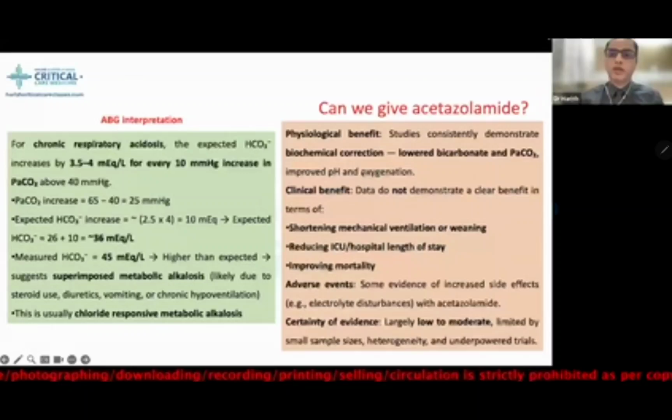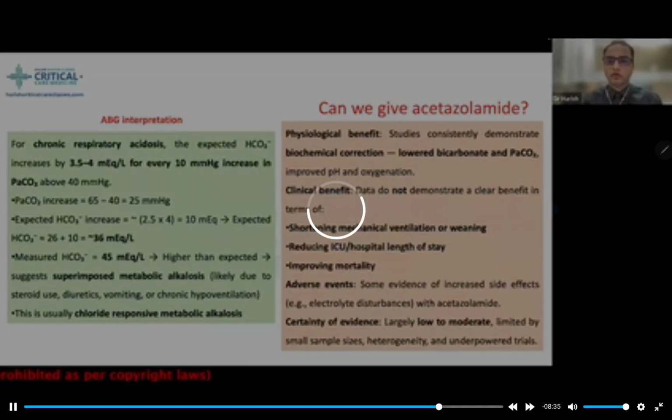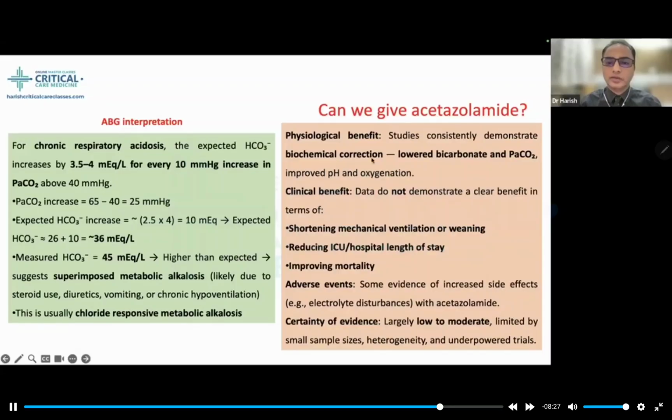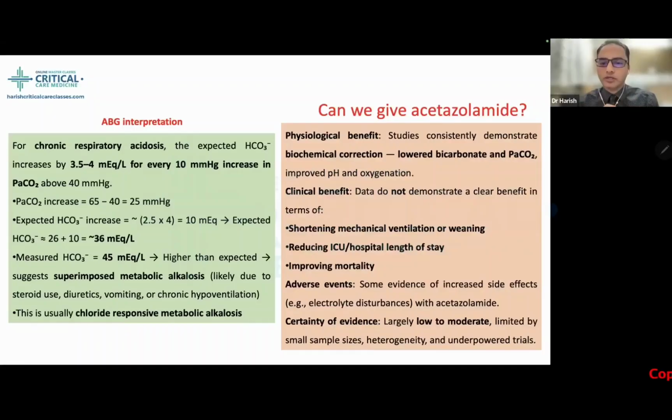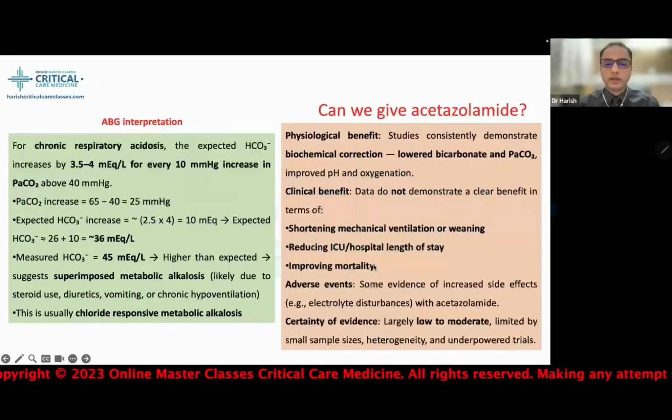So here, there was one thought process: can we use acetazolamide? It is a carbonic anhydrase inhibitor. Initially lots of data came in using acetazolamide in post hypercapnic metabolic alkalosis. Physiological benefit studies consistently demonstrate biochemical correction, lowered bicarbonate and PCO2, improved pH and oxygenation, but clinical benefit data do not demonstrate a clear benefit in terms of shortening mechanical ventilation or weaning, reduction in ICU or hospital length of stay, or improvement in mortality.